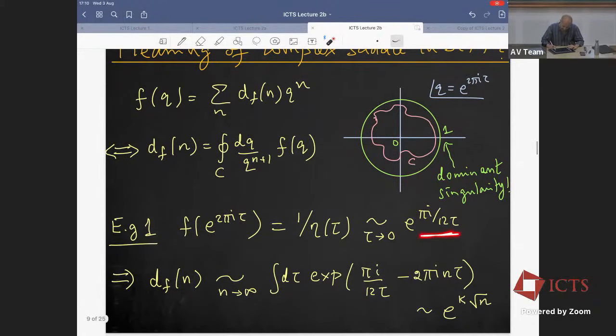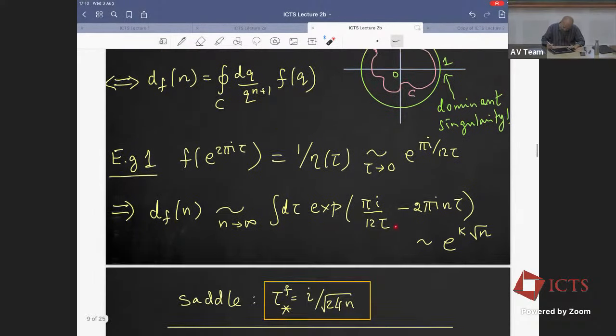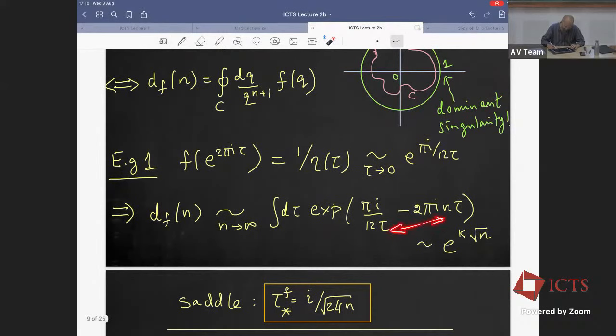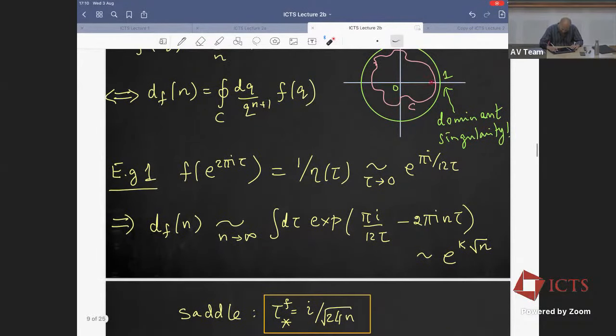Now that singularity is precisely what gives you the growth of states of this free boson, right? So if you now write this as an integral in tau, you can estimate the function by this divergent part, and then you have this minus n tau. Now you do a saddle point approximation as n goes to infinity, and you see the saddle point value of tau is 1 over square root of n. So it's something very, very close to that.